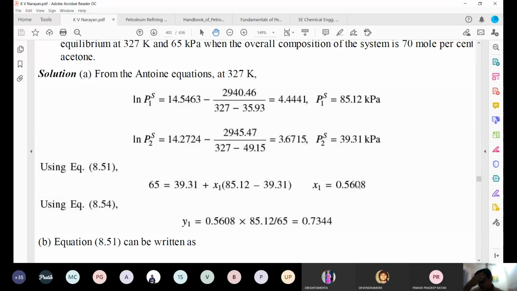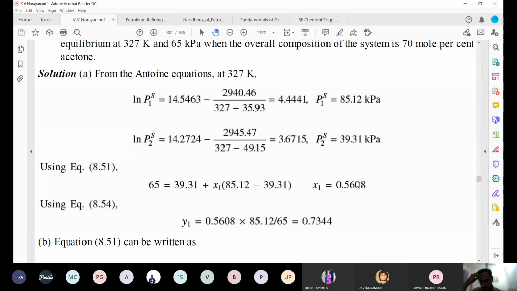The overall composition is 0.7. That is a mixture of liquid and vapor. Liquid has 0.5608 acetone and vapor has 0.7344 acetone. You need to find out how much is liquid, the percentage or fraction, and how much is vapor.